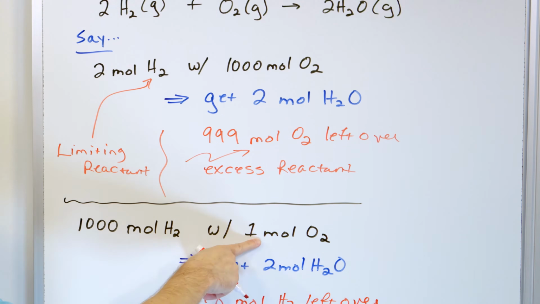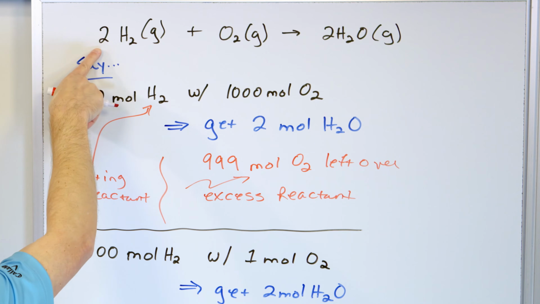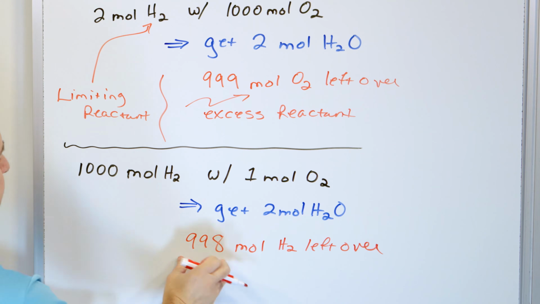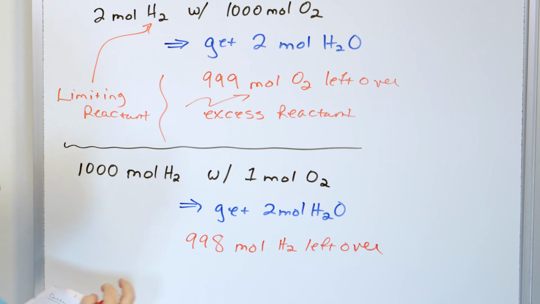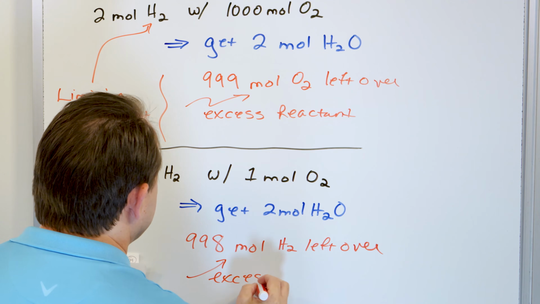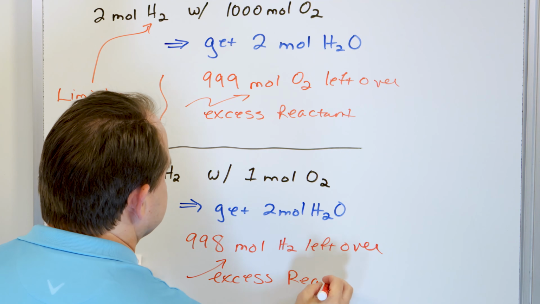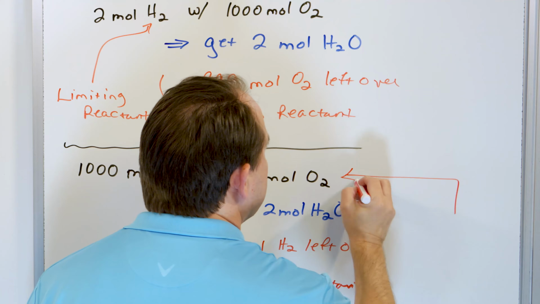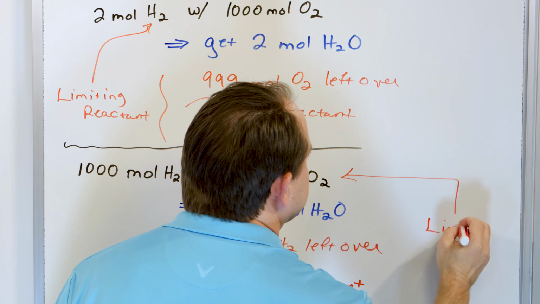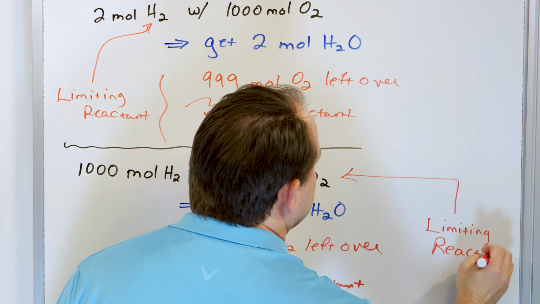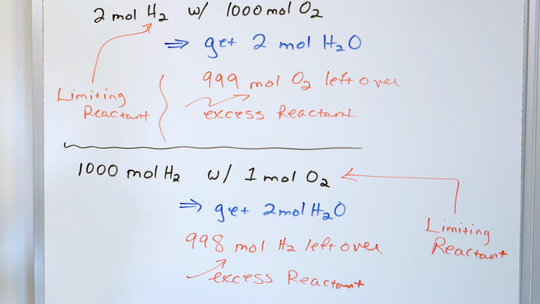How is that? Because 1 mole of oxygen is going to bond with 2 moles of hydrogen according to the reaction, but I have 1,000 moles of hydrogen, so there has to be 998 left unreacted, and this is called the excess reactant. And in this case, the O2 is the limiting reactant. Okay, so you see how the same definition plays no matter which way you go.